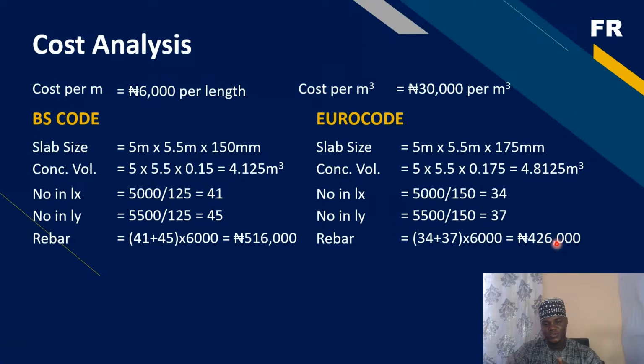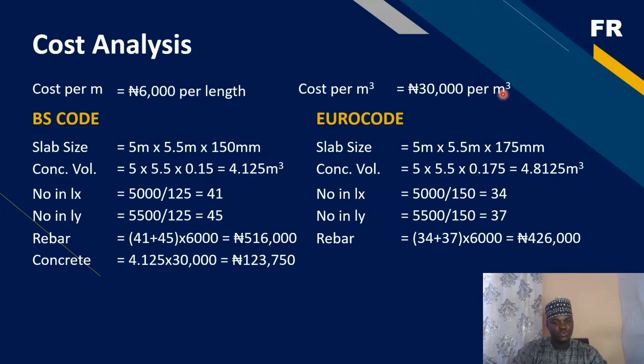You can now see, even though the Eurocode tends to give higher thickness of concrete, the spacing is reduced. So therefore, you can save more on the reinforcement. So let's look at the cost of concrete. For concrete, we assume 30,000 naira per cubic meters. So based on the BS code, we have 4.125. If you multiply that by 30,000, for one panel of 5 meters by 5 meters by 0.15, you have 123,150 naira. This is for the BS code.